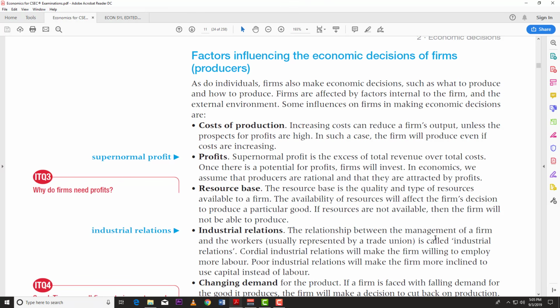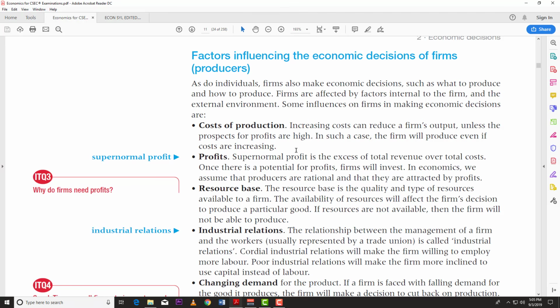So let's read what the book has here first before we discuss. As do individuals, firms also make economic decisions, such as what to produce and how to produce. Firms are affected by factors internal to the firm and external environment, so stuff inside the firm and outside. Some influences on the firm in making economic decisions are, and the first one we're looking at here is cost of production. Now, what is this all about? Increasing costs can reduce a firm's output unless the prospect of profits are high. In such a case, the firm will produce even if costs are increasing.